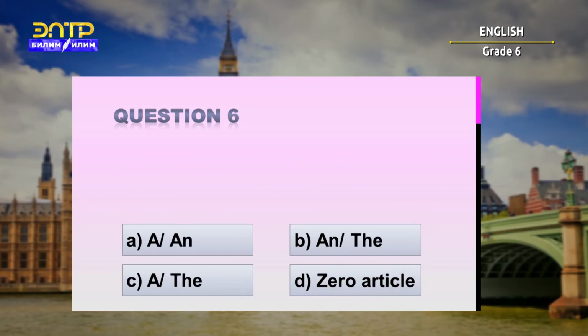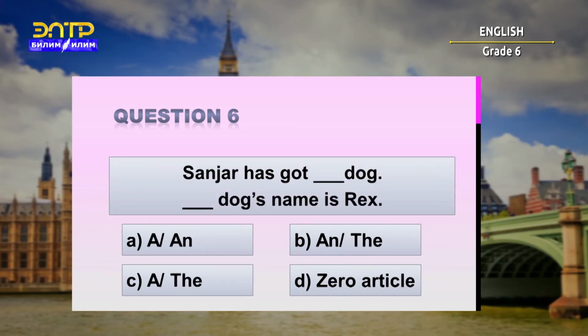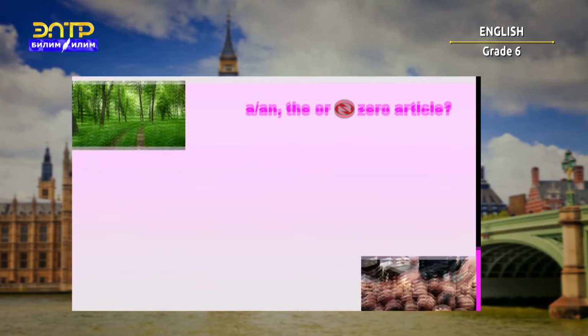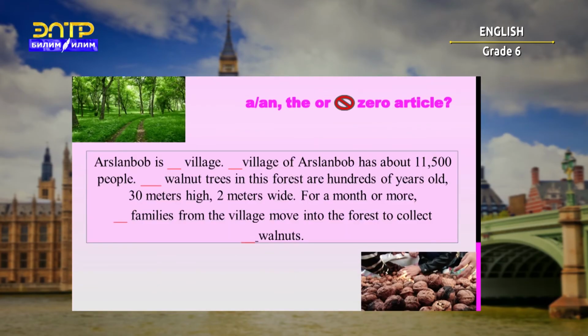And the last question. Sanjar has got a dog. The dog's name is Rex. Good job. It's C. The articles a and the. In this task, you should complete the text by putting a, the, or zero articles in the gaps.